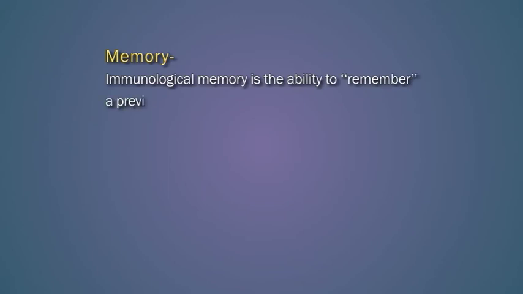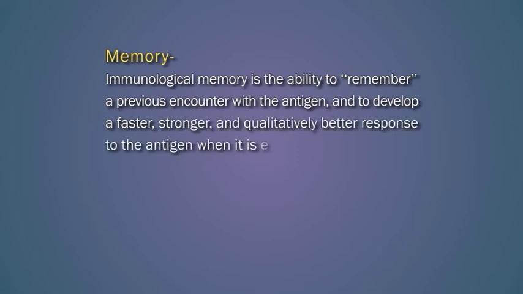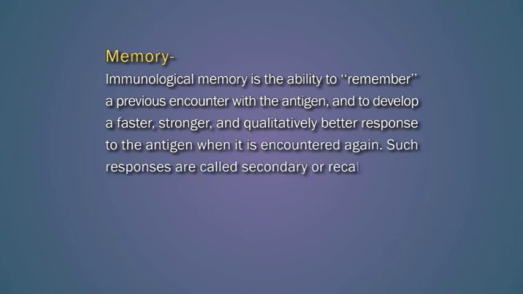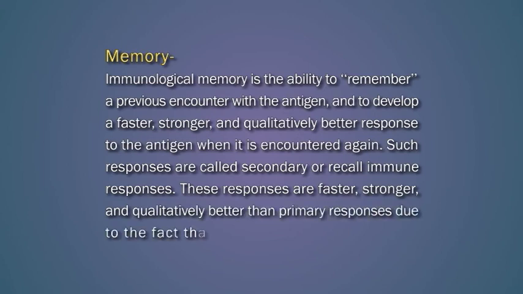The third one is memory. Immunological memory is the ability to remember a previous encounter with the antigen and to develop a faster, stronger, and qualitatively better response to the antigen when it is encountered again. Such responses are called secondary or recall immune responses. These responses are faster, stronger, and qualitatively better than the primary response due to the fact that memory cells mediate them. The next one is specialization.